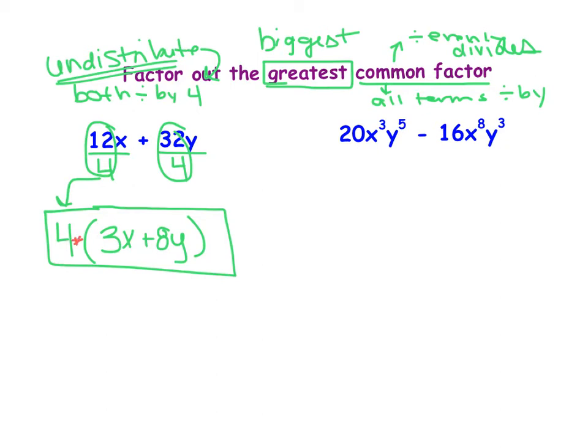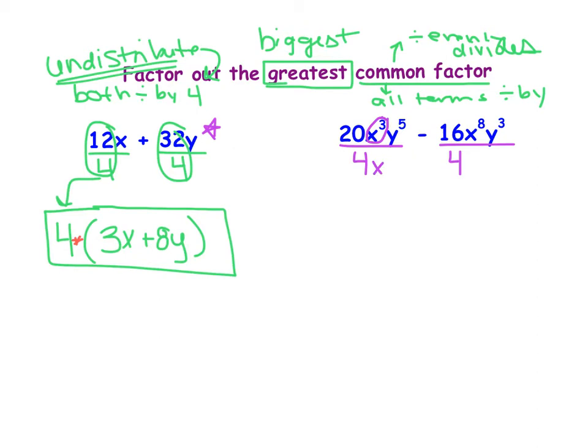Now from here, if we look at the second example, what I notice is that the greatest common factor between 20 and 16 is also 4. The biggest number they're both divisible by is 4. But what I also notice is that they have some variables in common, unlike the first example. What I notice is that 20 contains x to the third and 16 contains x to the eighth, which means they both at least contain 3 x's. They contain an x to the third.